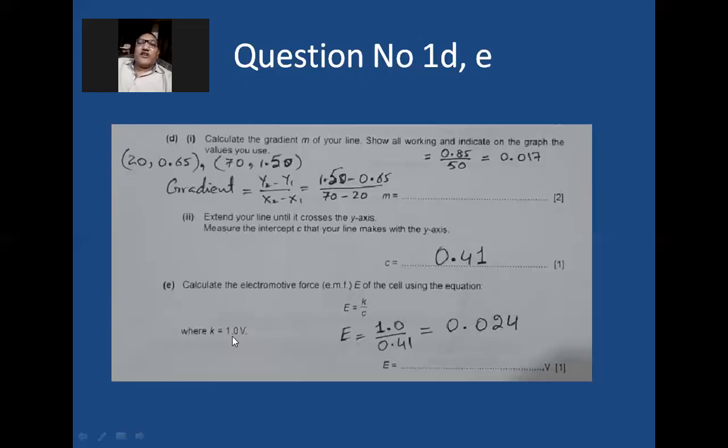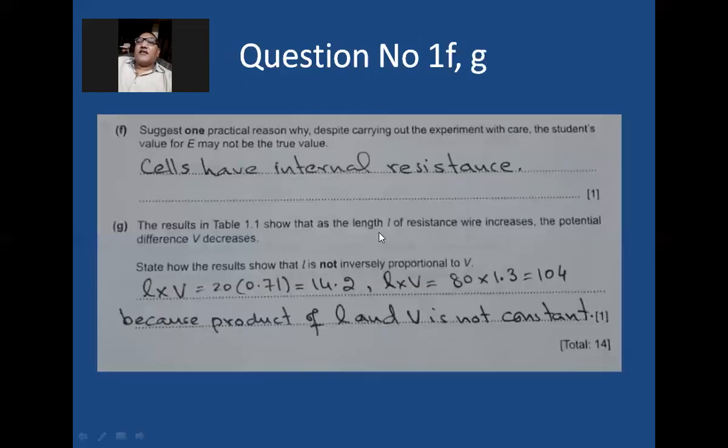K is 1.0 volt, it is given in the question. We just put these values in: 1.0 divided by the C value, which is this y-intercept 0.41. You just divide them, and you get 0.024. So this is question number 1D and E part.